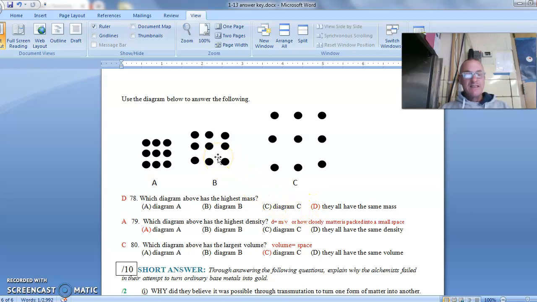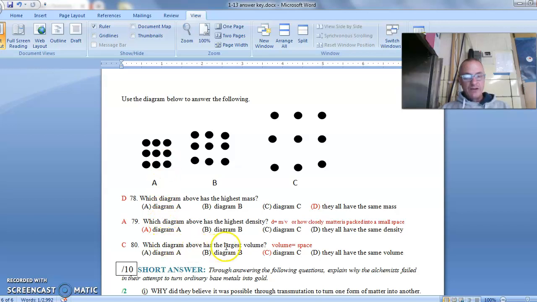Which one has the highest density? Density is the amount of matter crammed in a space. So this one, they're crammed tightly together. That has a high density. This one, they're a little more spread out, a slightly lower density. This one, they are very spread out. So this has the lowest density. The one with the highest density is letter A, where they're crammed together most closely.